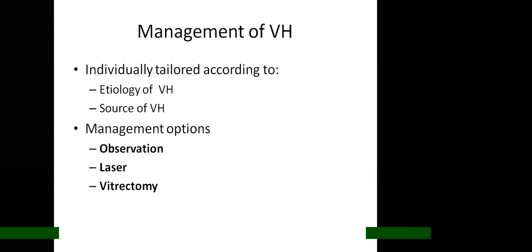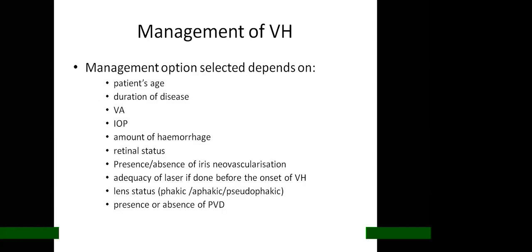So the management is tailored according to the etiology of the vitreous hemorrhage and the source of the hemorrhage. And management options, the standard management options that have been there for the last 20 years are observation, laser, or vitrectomy. So let's go to the first option.